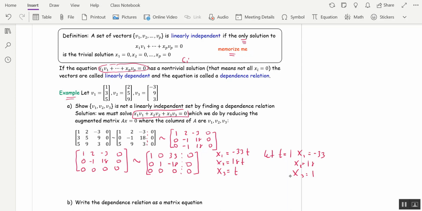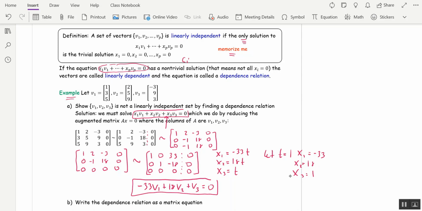Okay, so I'm not done. I wouldn't want to leave my answer like that because I was asked to write down a dependence relation. So my dependence relation is this equation here, where I'm going to replace the x's with -33, 18, and 1 respectively. So I'm going to get -33 v1, because that's the name of the first vector, plus 18 v2 plus v3 equals 0. That's my dependence relation. Nothing special about t equal 1. I could have let t equal 2, 3, 4, anything except 0.